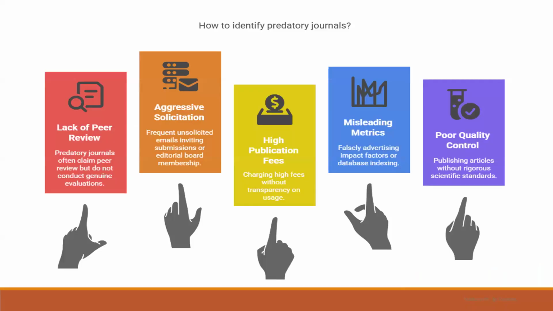So these are the characteristics: lack of peer review, aggressive solicitation. Sometimes some of them have very high publication fees. Some of them have very low publication fees. Then they also have misleading metrics. Sometimes you find they are saying they have an H index of, or an impact factor of 7.8. Then you realize, according to whom? They are just giving their own numbers, okay?